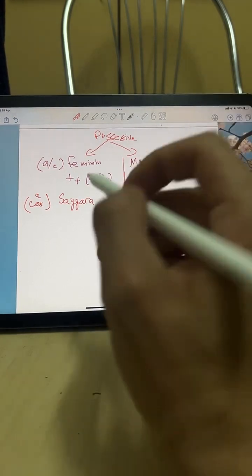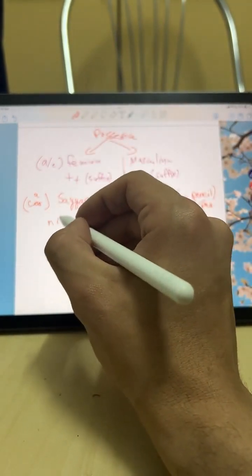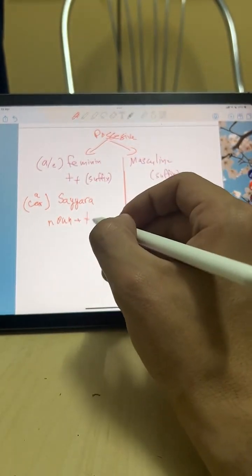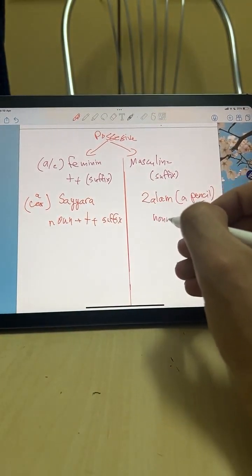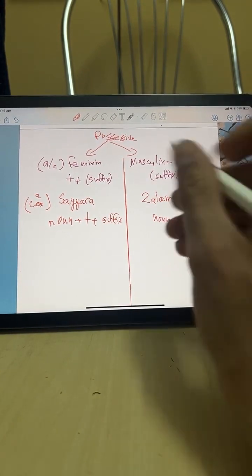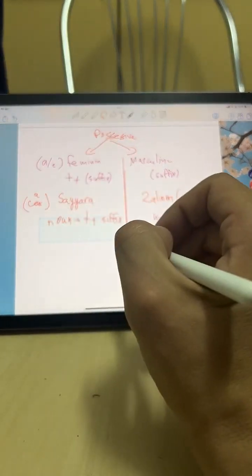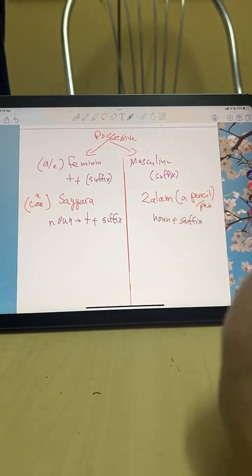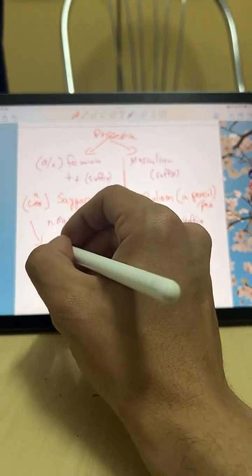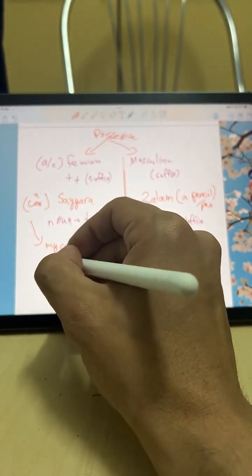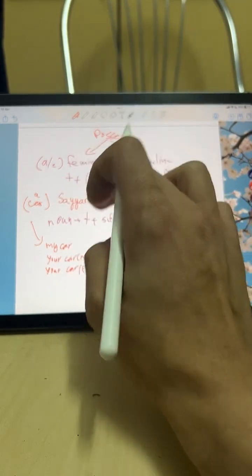So, as I said, how do we form it? Noun plus T plus suffix. Let me change their colors. So, I want someone to do them. My car, your car masculine, your car feminine.